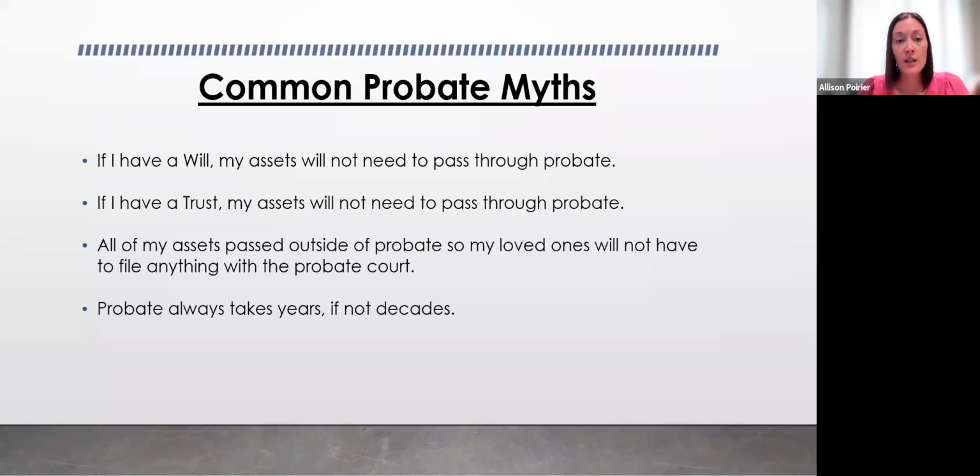The next one here is, all of my assets are passing outside of probate. I have, for example, jointly owned assets and assets passing through beneficiary designation, so my loved ones never need to set foot inside a probate court. There's nothing that needs to be done. That may or may not be true. One is that there is a statutory requirement. There's a law in Connecticut that says if you have a will, your executor is required to file that will with the probate court upon your passing. So that's a statutory requirement.